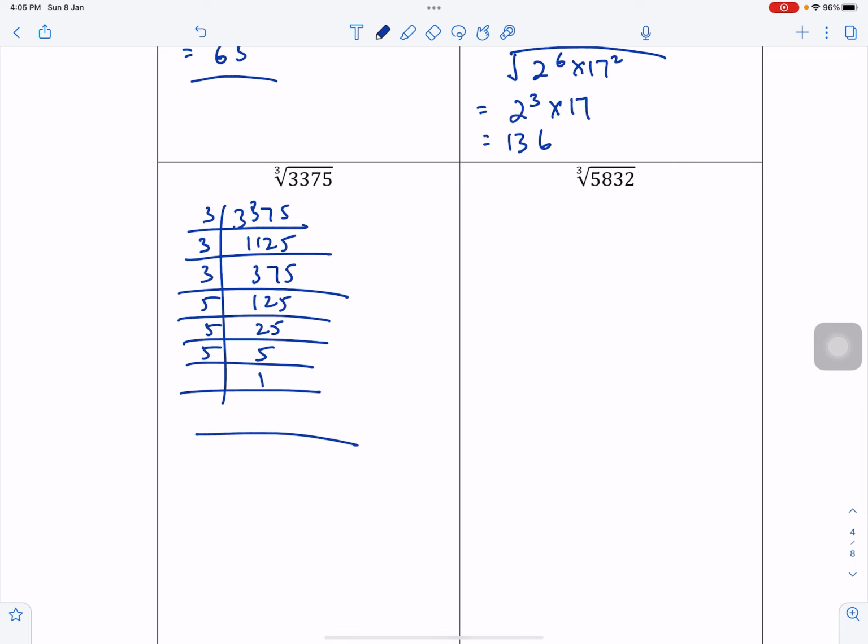So the index notation is 3 to the power of 3 times 5 to the power of 3, in which when it's cube rooted, you divide the power by 3. That should give me 3 times 5, 15. So you got this. Alright, let's move on.